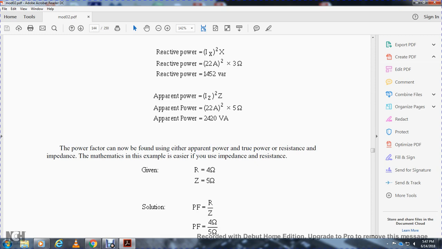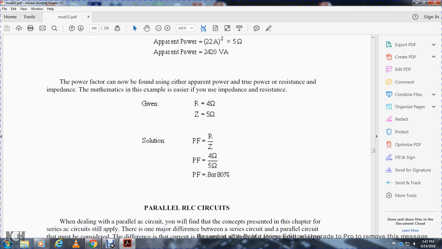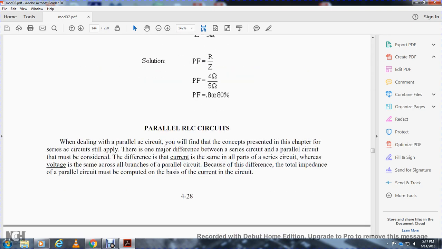Power factor can be found by using the apparent power and the true power, or the resistance and the impedance. The resistance and impedance method is easier. Resistance is 4 ohms and impedance is 5, so you get 4 over 5, which gives you an 80% power factor.